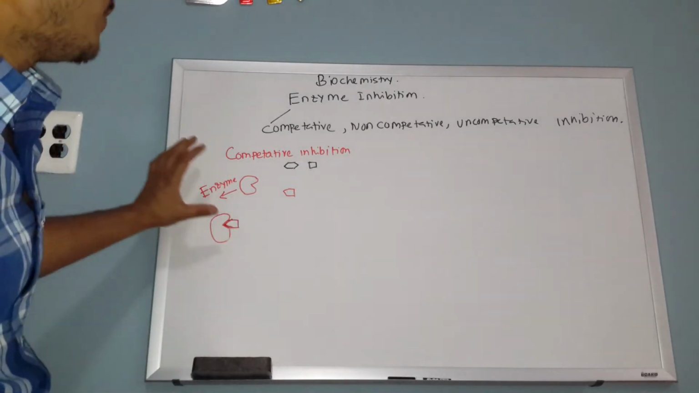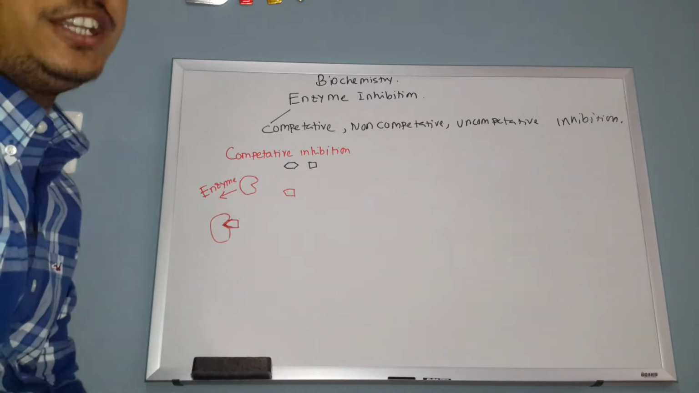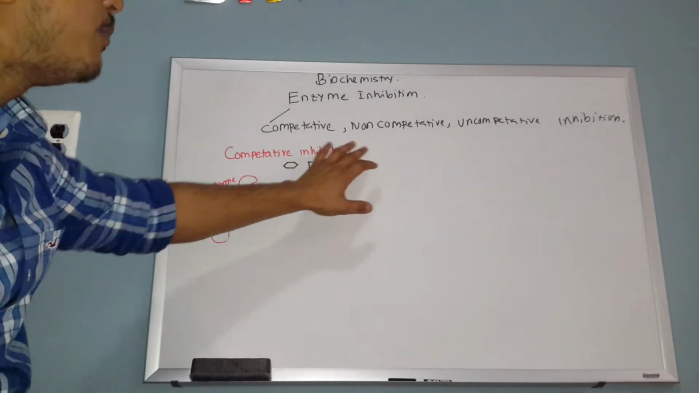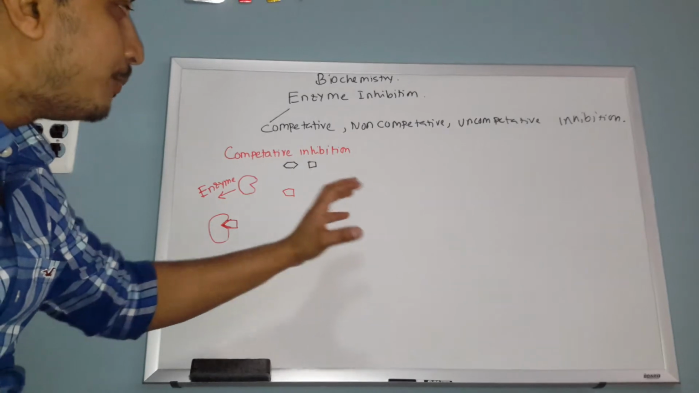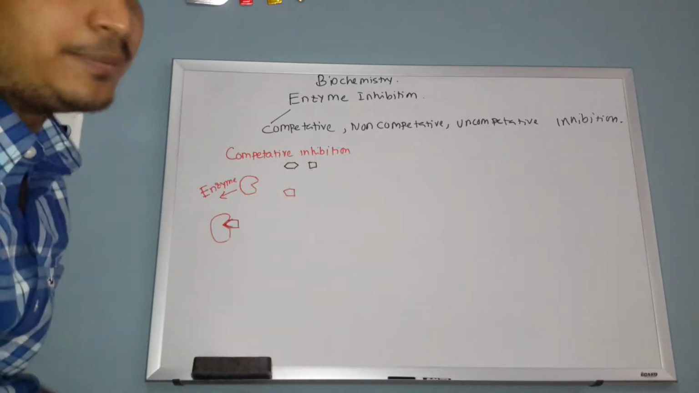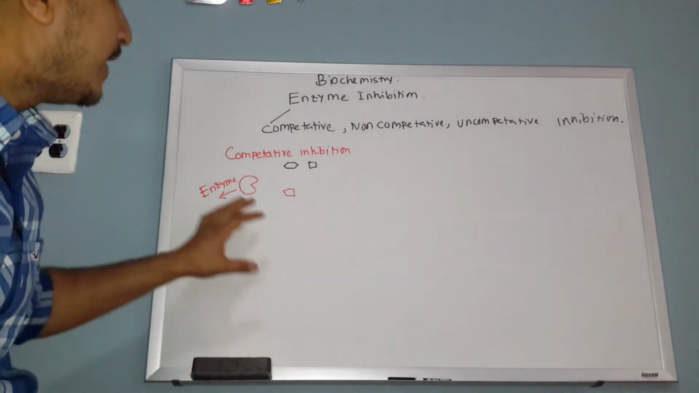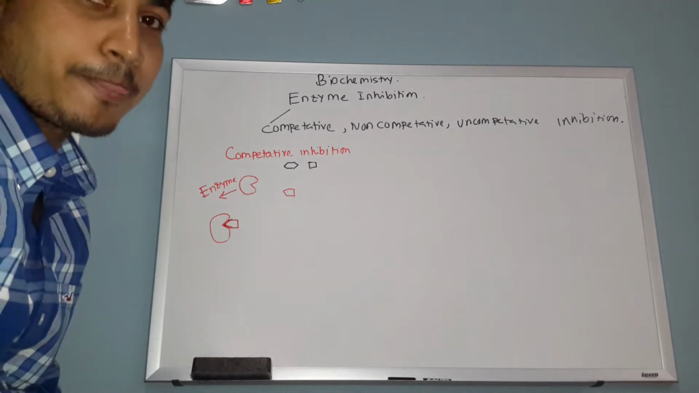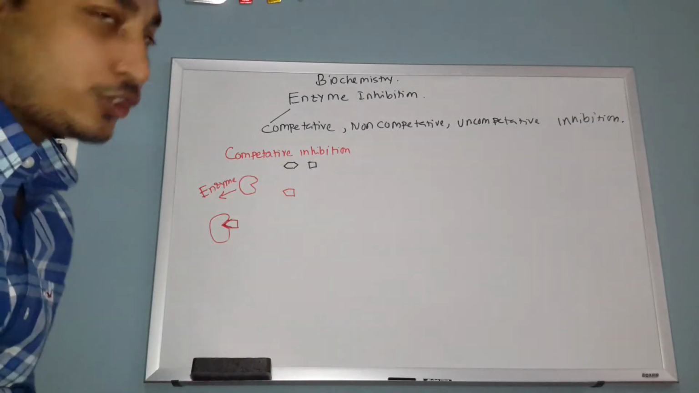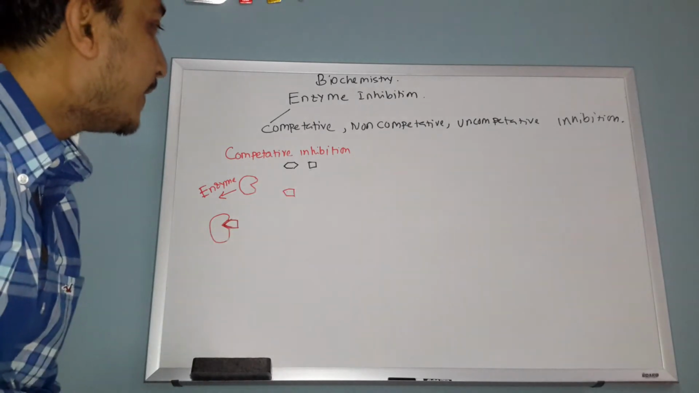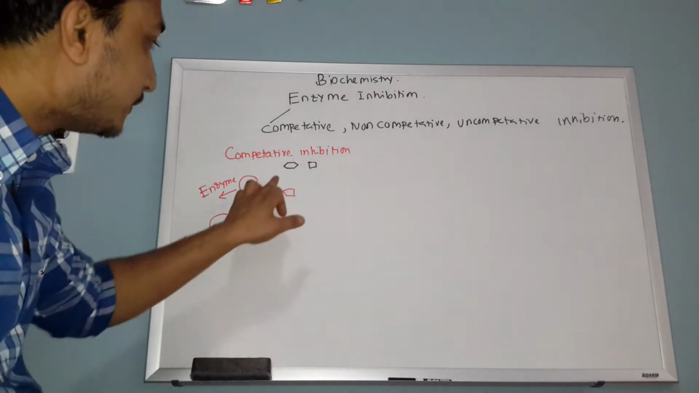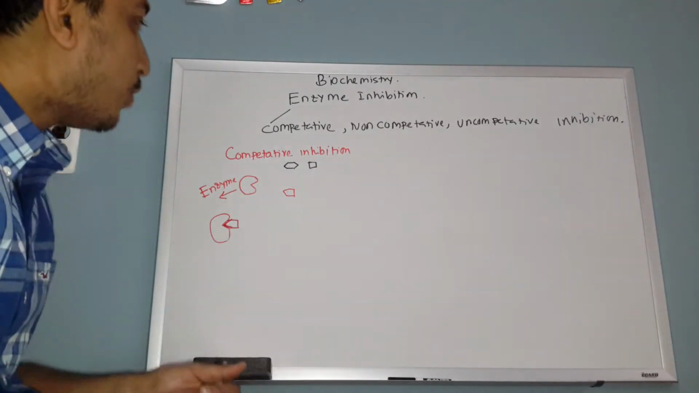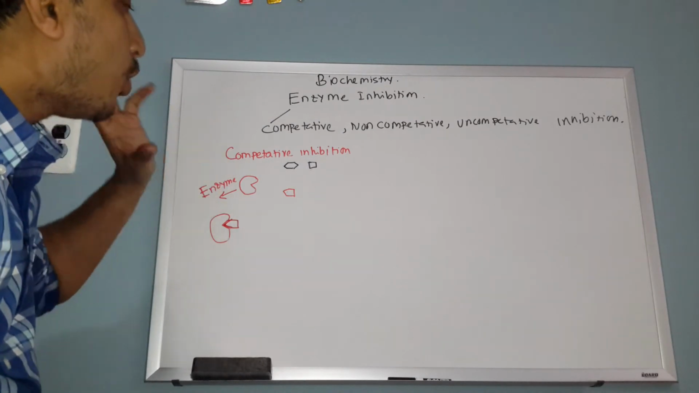Okay. So when you're writing in your exam, how do you write it nicely? The competitive inhibitor competes with the substrate and binds with the active site of the enzyme. Then the substrate cannot bind to this active site. So what happens when the substrate cannot bind, when the inhibitor is bound to my enzyme? But you can overcome this inhibition. In competitive inhibition, you can overcome it.